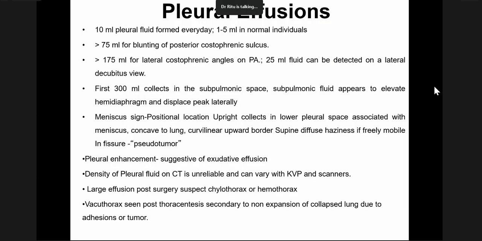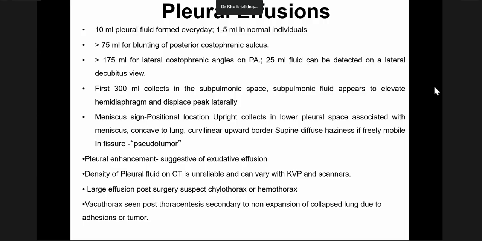If somebody has suddenly developed a very large effusion post-surgery, which has accumulated in a matter of hours, and if it is on the right side, suspect chylothorax, especially if it was a right lower lobe resection or esophagectomy or so. Also, hemothorax, on either side, is of concern if the crit has dropped.